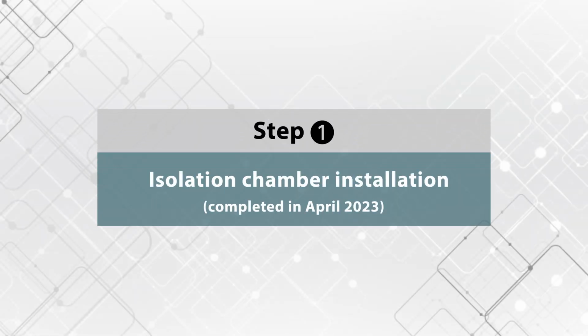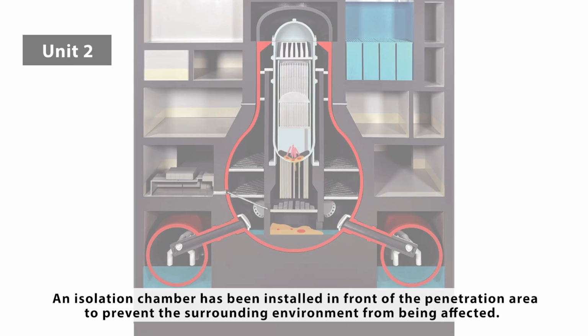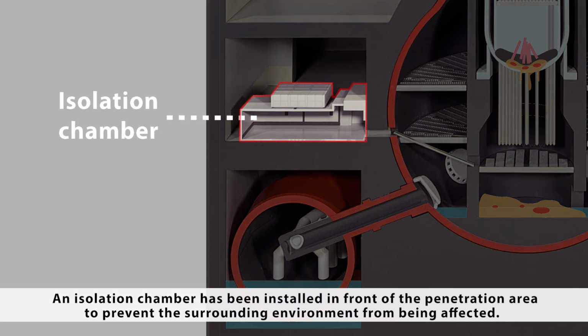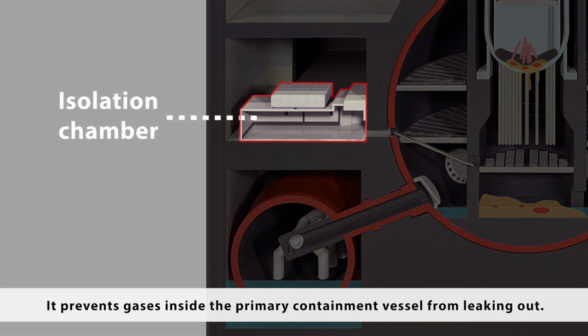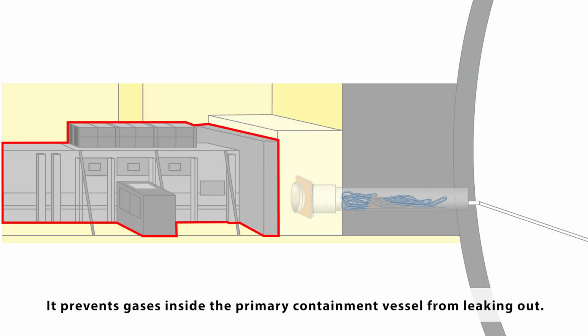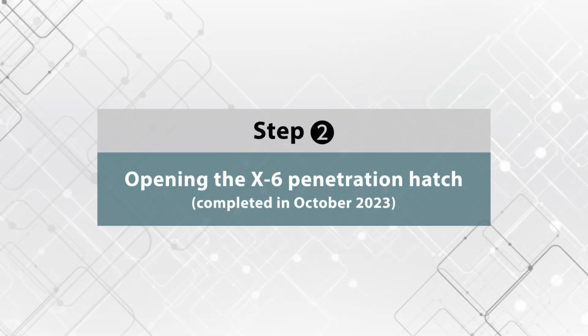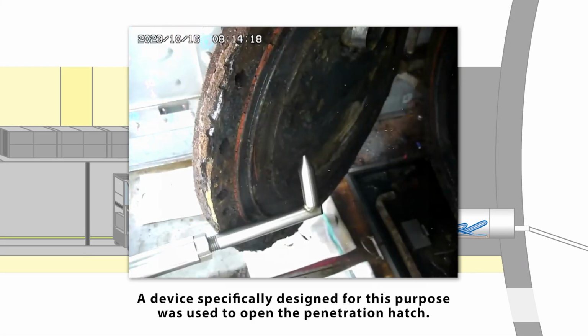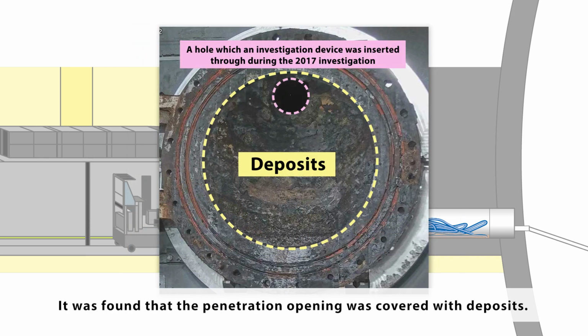Isolation chamber installation. An isolation chamber has been installed in front of the penetration area to prevent the surrounding environment from being affected. It prevents gases inside the primary containment vessel from leaking out. Opening the X6 penetration hatch. A device specifically designed for this purpose was used to open the penetration hatch. It was found that the penetration opening was covered with deposits.